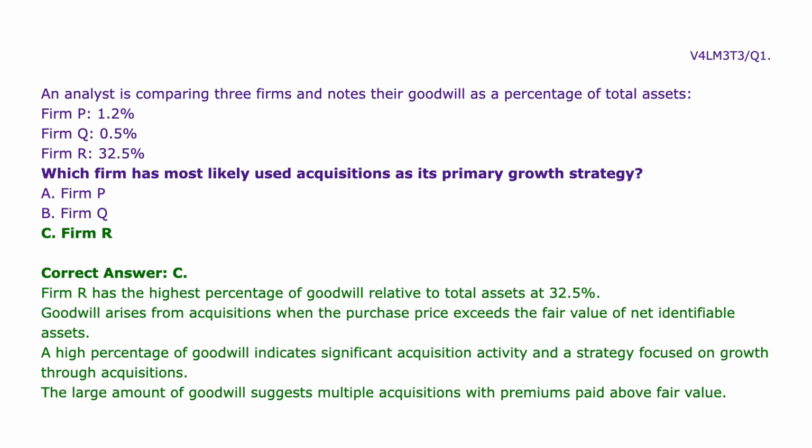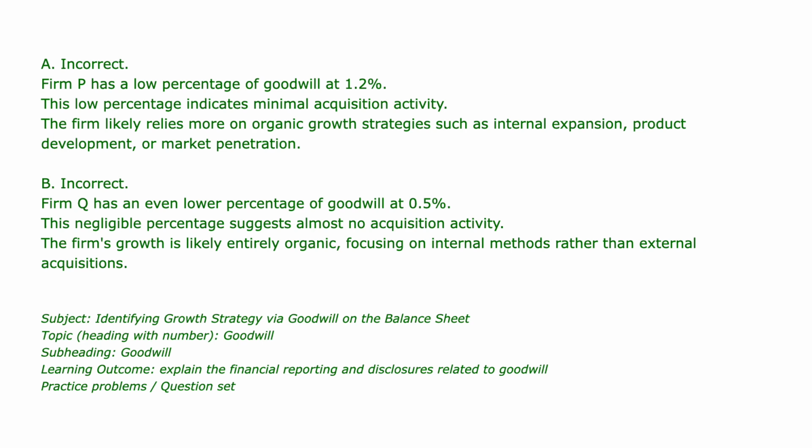Firm R's 32.5% goodwill signals heavy reliance on acquisitions, since goodwill arises when purchase price exceeds fair value of net assets. Firms P, 1.2%, and Q, 0.5%, show minimal goodwill, meaning little acquisition activity and growth driven mainly by organic strategies.